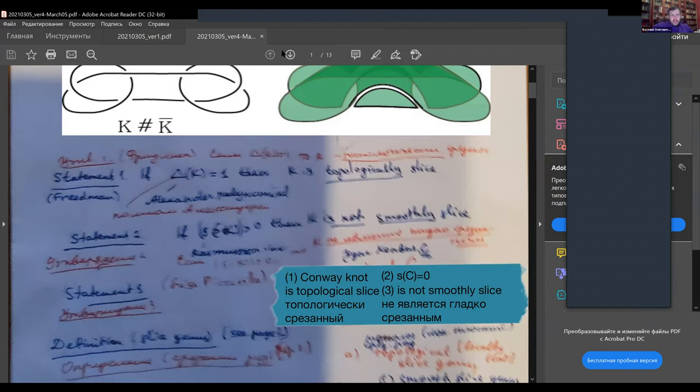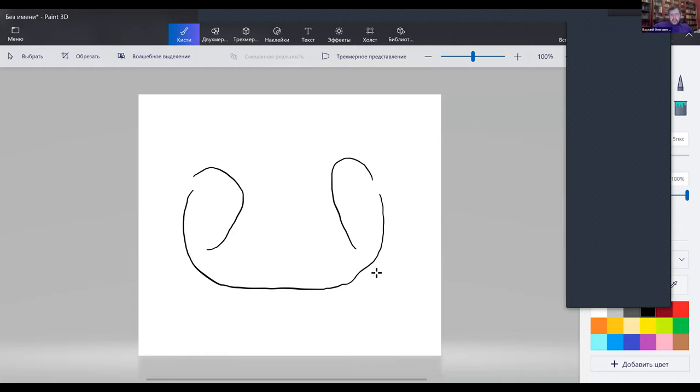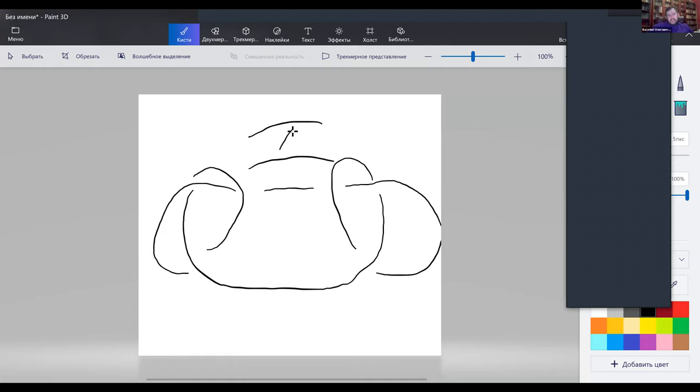So what do I mean by a ribbon knot? By a ribbon knot, I mean that our knot can be capped by a surface so that this surface will have only ribbon singularities. So what do I mean by ribbon singularities? I mean that this surface intersects with itself only in the most trivial way. By the most trivial way, I mean only along double curves.